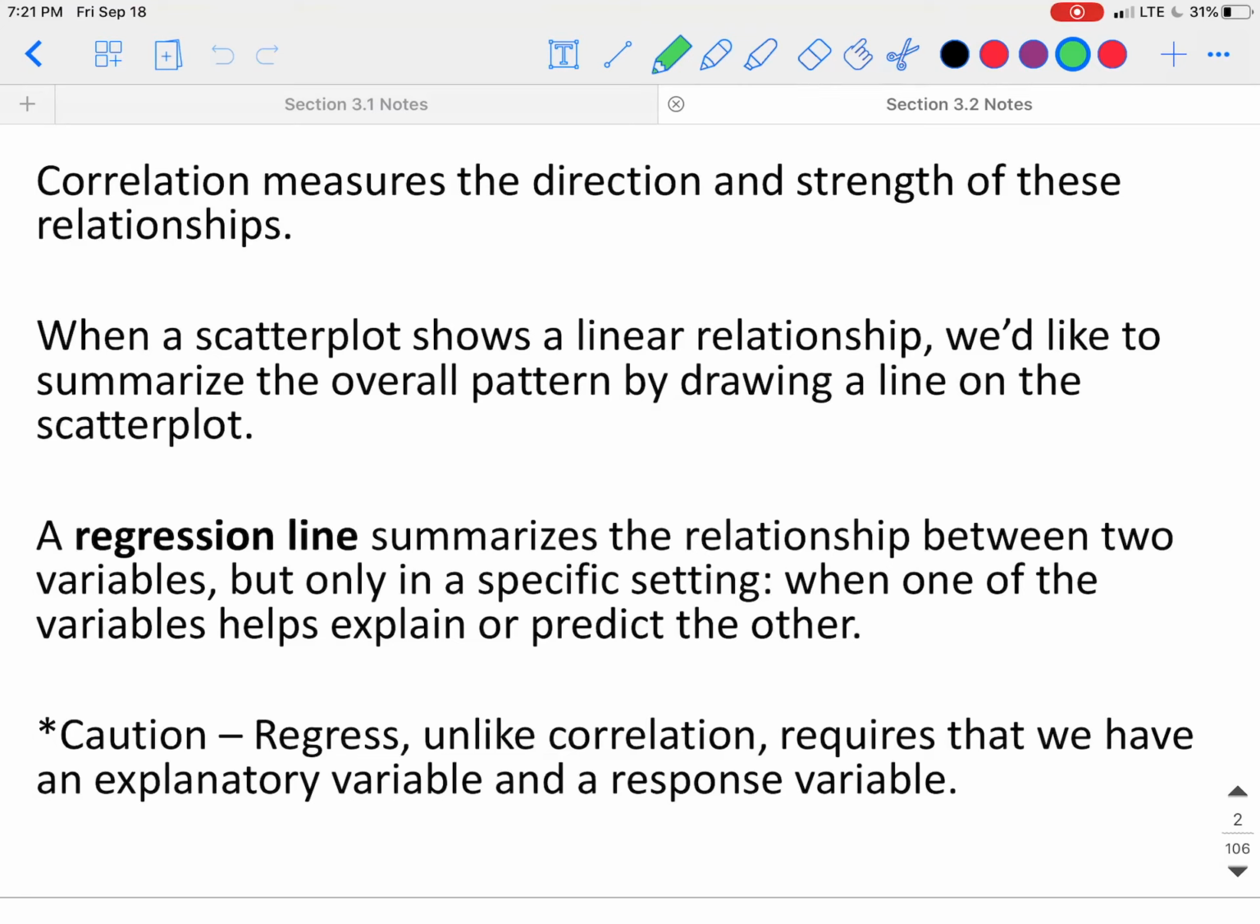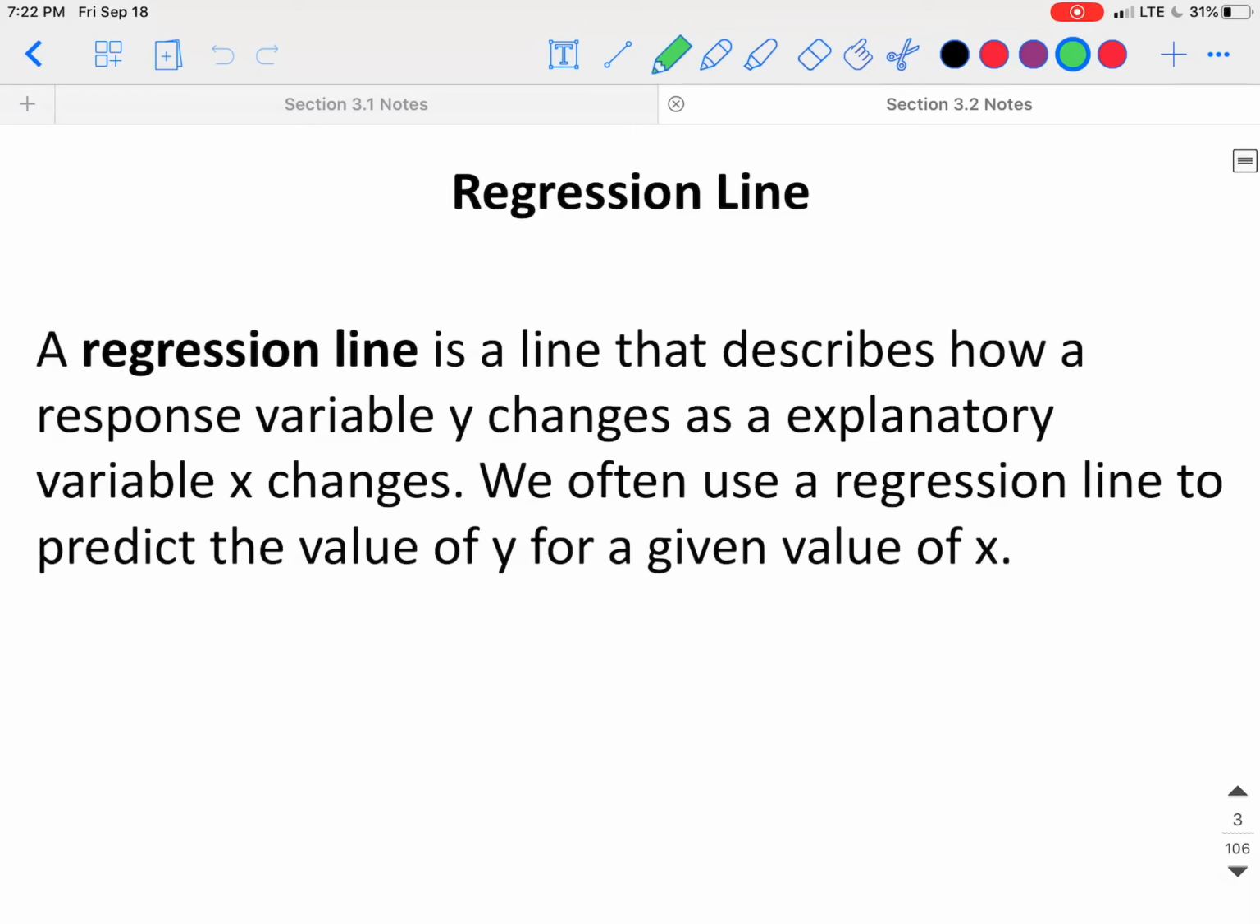the scatter plot. A regression line summarizes the relationship between two variables, but only in a specific setting, when one of the variables helps explain or predict the other. There is a caution. Regression, unlike correlation, requires that we have an explanatory variable and a response variable. So a regression line is a line that describes how a response variable y changes as an explanatory variable x also changes. We often use a regression line to predict values of y for a given value of x.